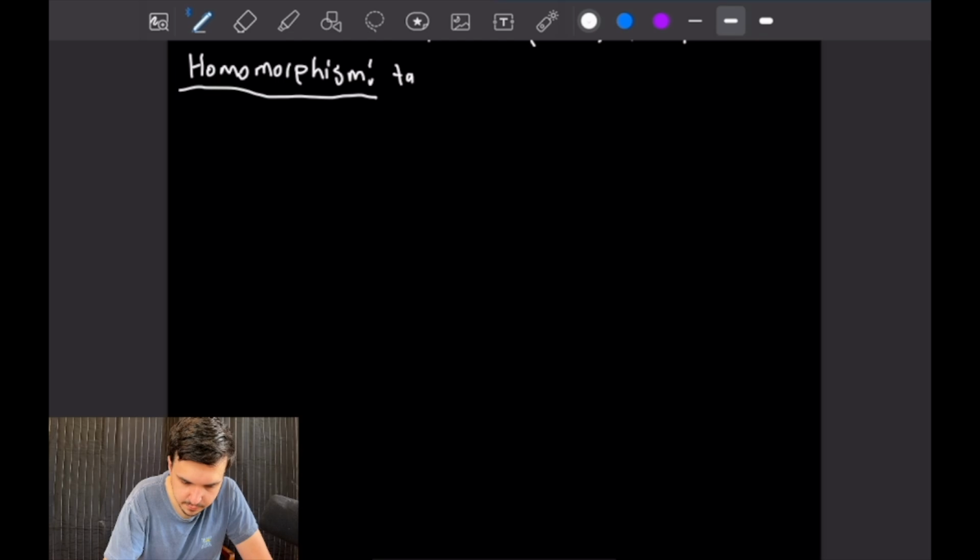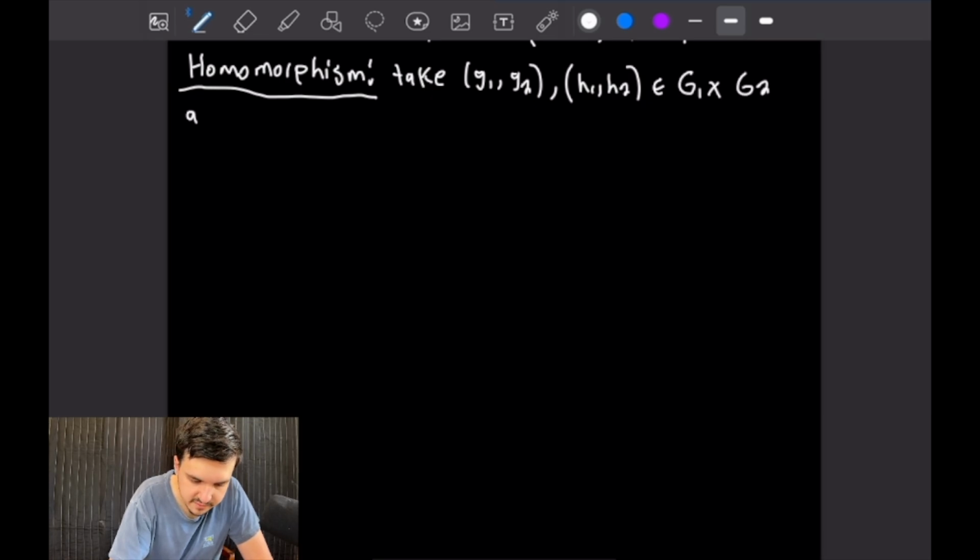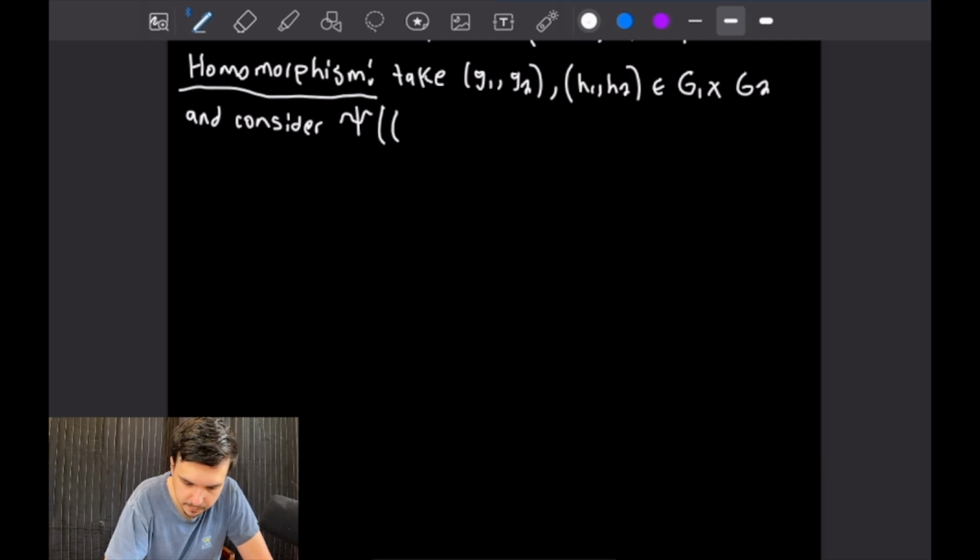So let's go ahead and take those ordered pairs from our group now. We'll call these ordered pairs, let's say, g1, g2, and the other one H1 and H2. Like I said, that will be from our domain G1 cross G2. And we want to apply psi to the product of them. So we're going to consider psi of the product of our ordered pairs, g1, g2, and h1, h2.